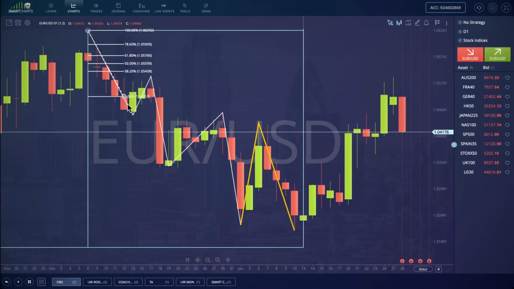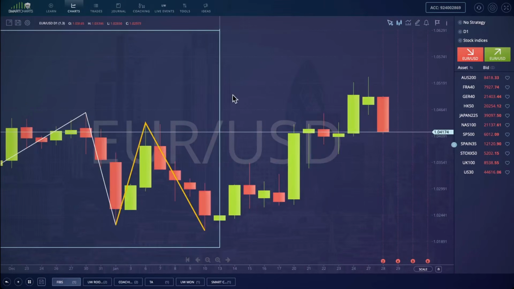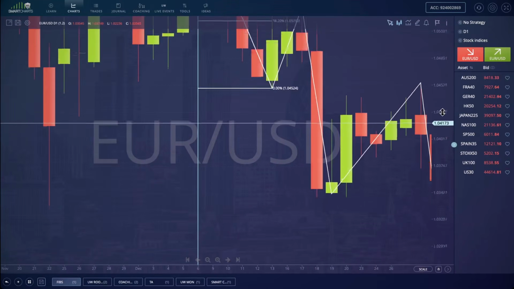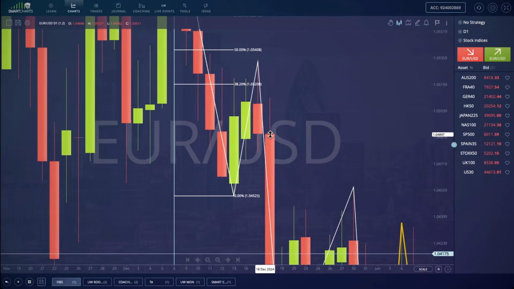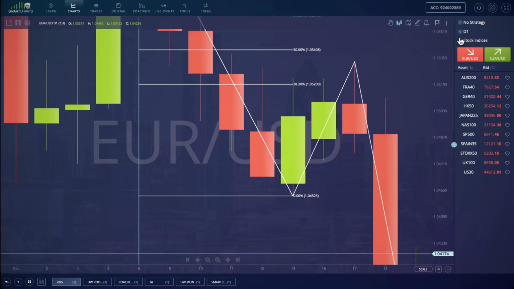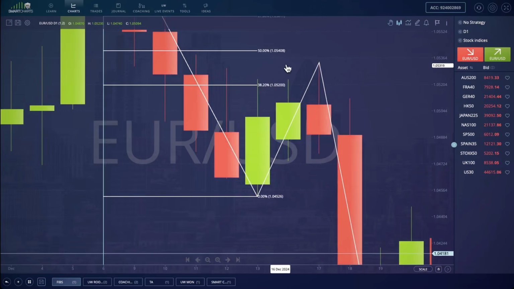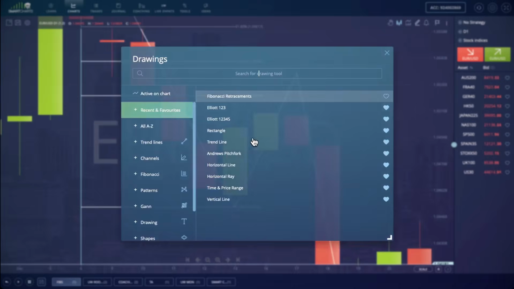So if I go from here to the end of the trend here, let me just show you this. Can you see how the price retraced back up to these resistant levels? You see that?